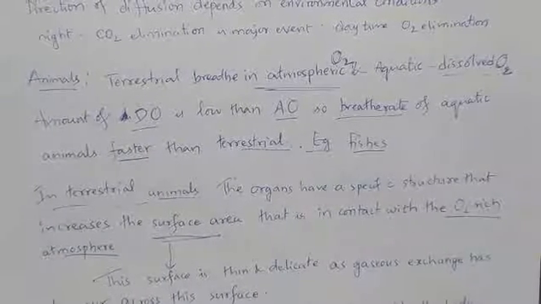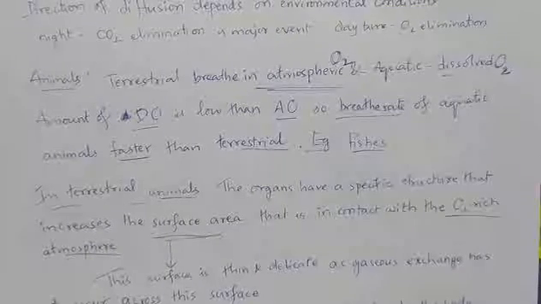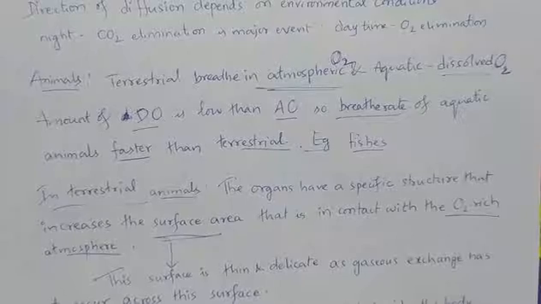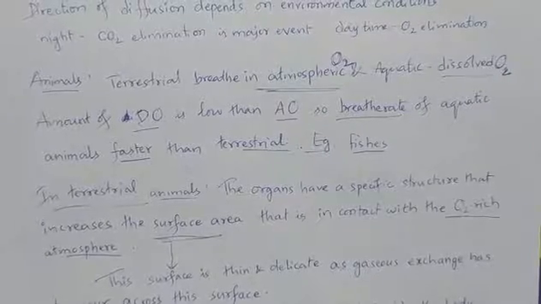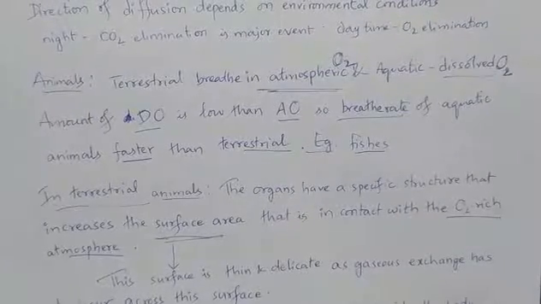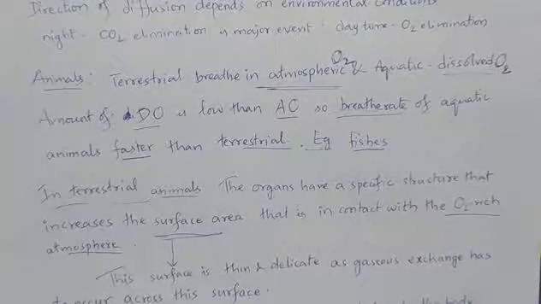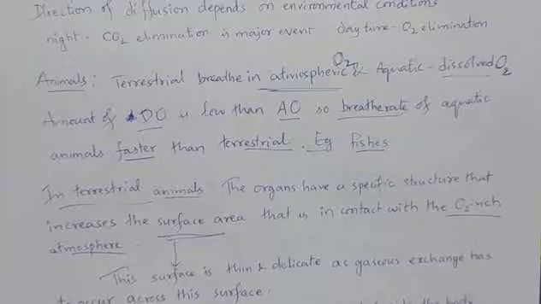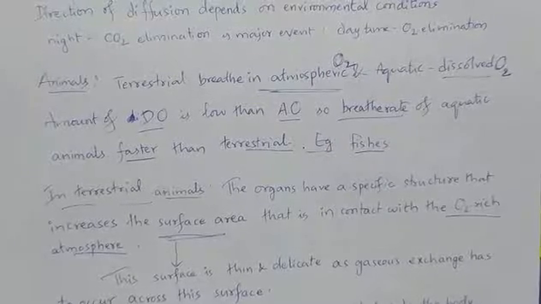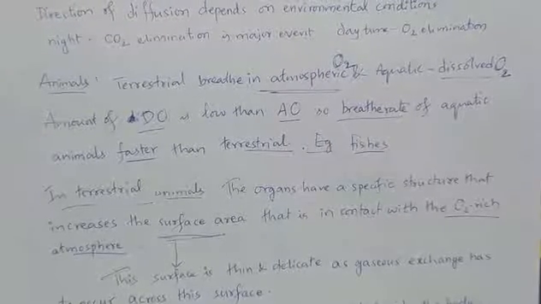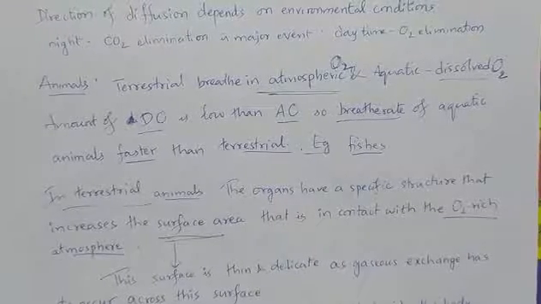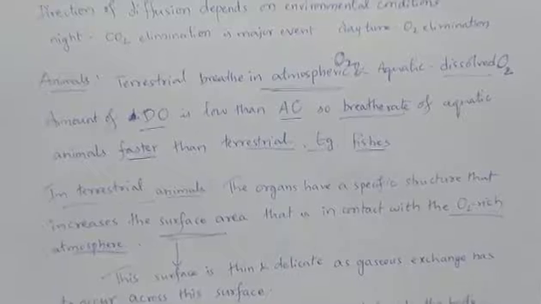During the night time, photosynthesis may not take place, so the amount of O2 that is released is almost nil, whereas the CO2 that is released by respiration will be full. So at night, CO2 release is the major event. Based on this only, the direction of diffusion, meaning either release of CO2 or release of O2, whichever is going to be major, is dependent on environmental conditions.